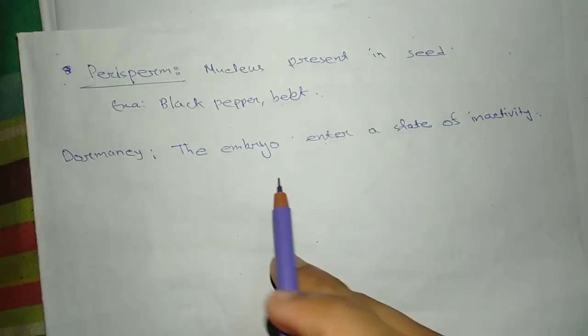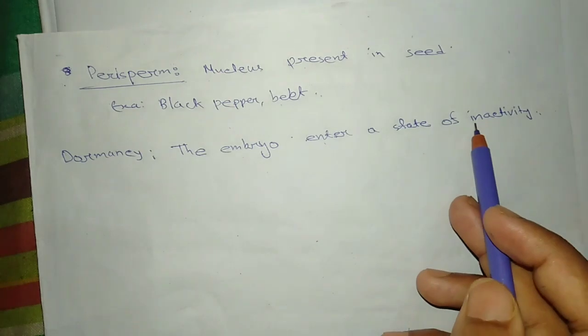We know that a seed is formed from an embryo. But in some cases, in unfavorable conditions, we can see that a seed is not formed. The embryo may enter a state of inactivity. This is known as dormancy. Okay, the embryo enters a state of inactivity.